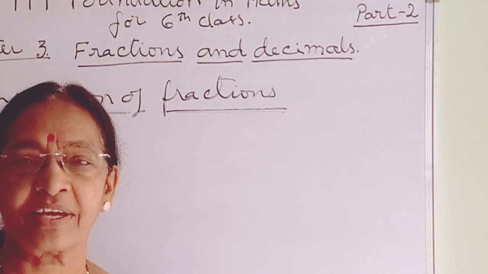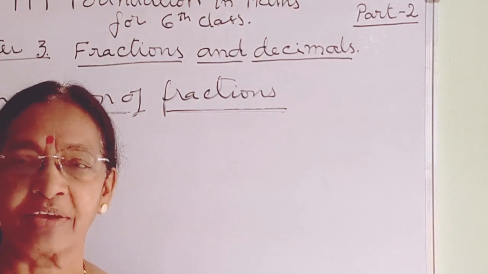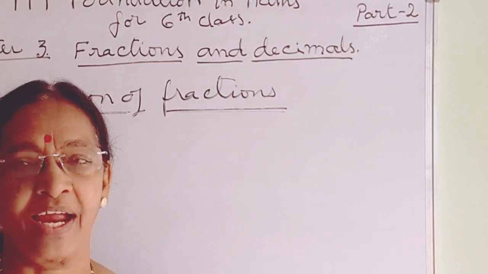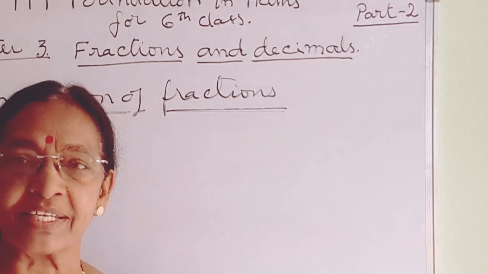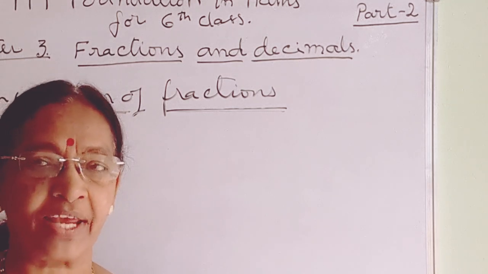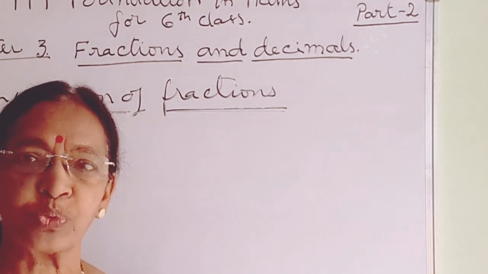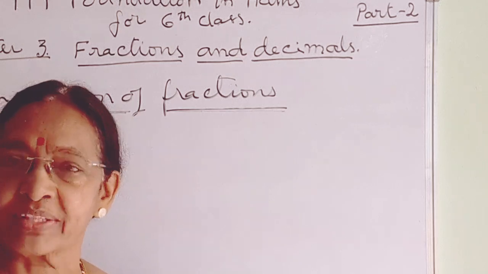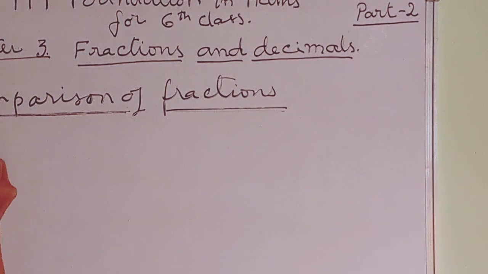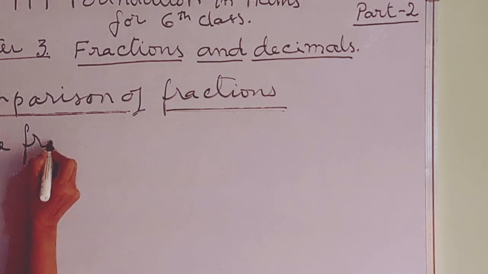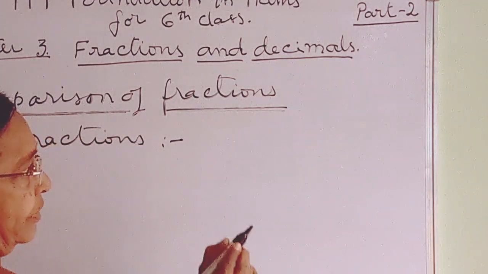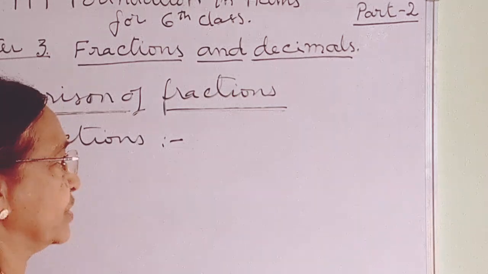If we take a set of like fractions, the fraction whose numerator is greatest is the greatest, and the fraction whose numerator is the least is the least fraction. But what is meant by like fractions? The fractions whose denominators are the same are called like fractions.